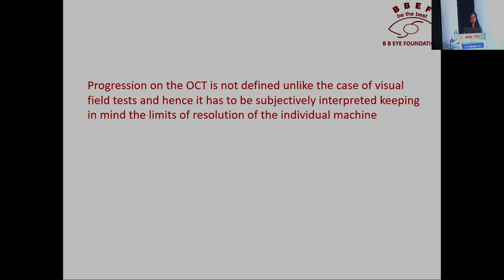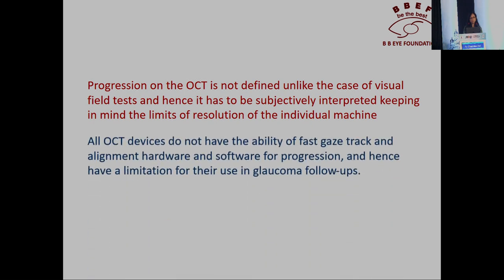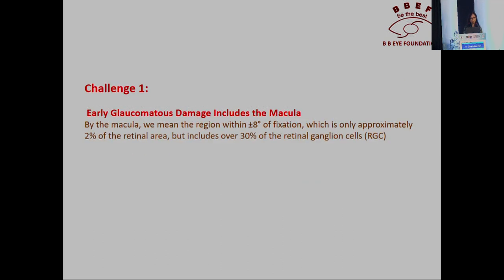So progression on the OCT is not defined, unlike the case of visual field tests, and hence it has to be subjectively interpreted, keeping in mind the limits and resolutions of each individual machine. Not all OCT devices have the ability of fast eye tracking and alignment hardware and software for progression, and so have a limitation on their use in follow-ups. Another challenge which often arises is the early glaucomatous change, which includes the macula.